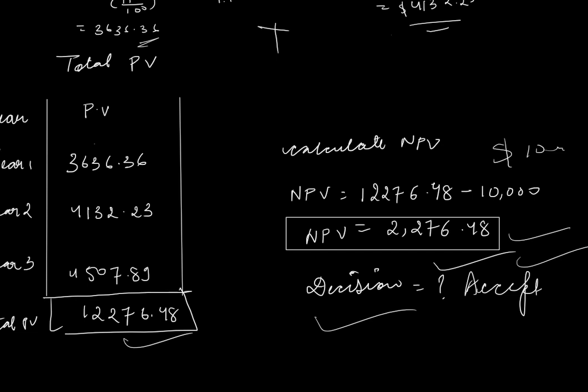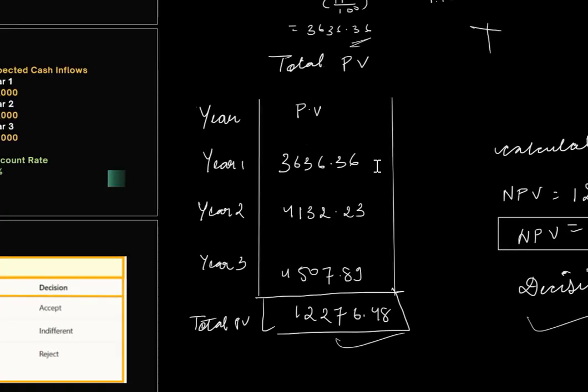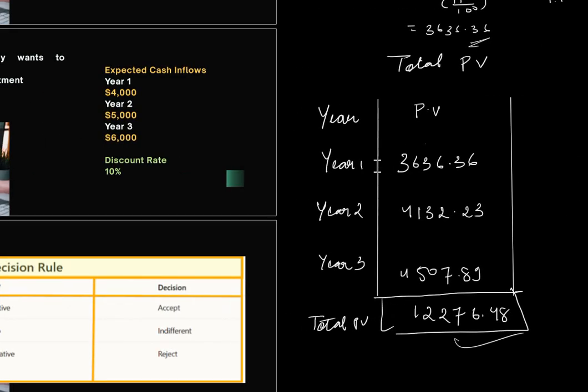Now students often ask what happens if the discount rate increases. Can you answer this question in the comment section? What happens if the discount rate increases? Write the answer in the comment section, and if you want, we can solve more questions related to NPV in the upcoming sessions.